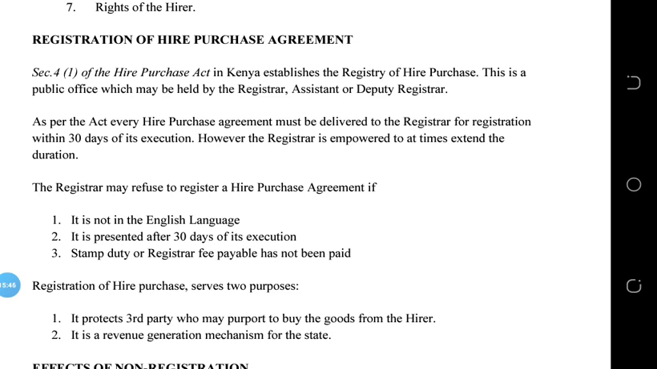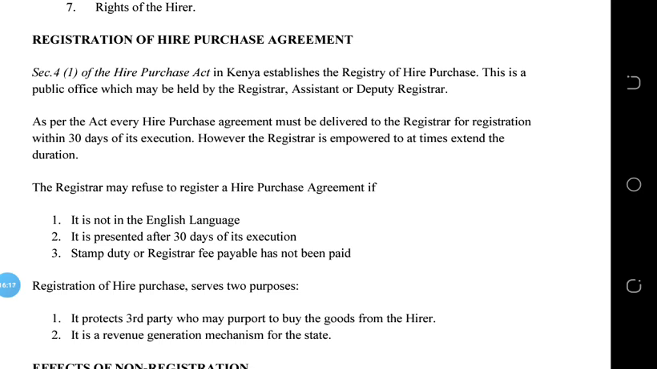of its execution. However, the registrar is empowered to, at times, extend the duration. So the registrar may extend the duration from 30 days to any number of days that he wishes to extend. But the rule states that the contract of hire purchase should be registered within 30 days after the transaction.